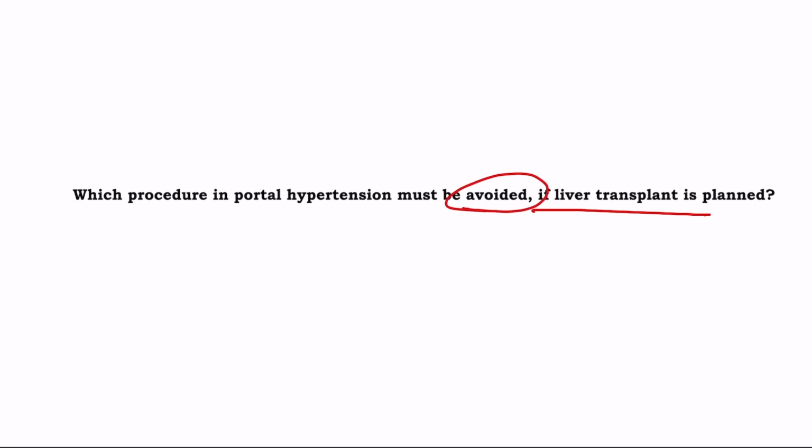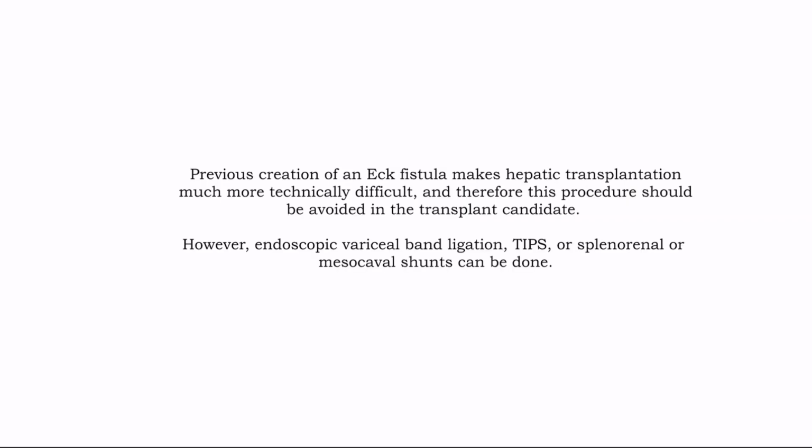Which procedure in portal hypertension must be avoided? If liver transplant is planned, previous creation of an Eck fistula makes hepatic transplantation much more technically difficult, and therefore this procedure should be avoided in the transplant candidate. However, endoscopic variceal band ligation, TIPS, or splenorenal or mesocaval shunts can be done.